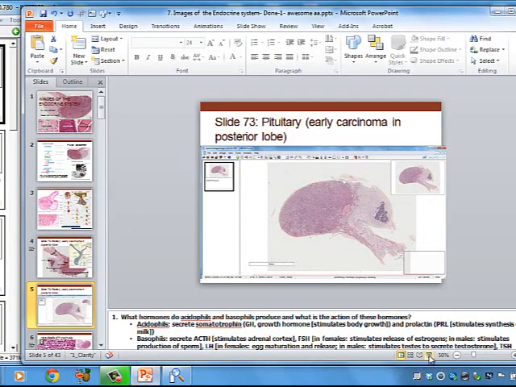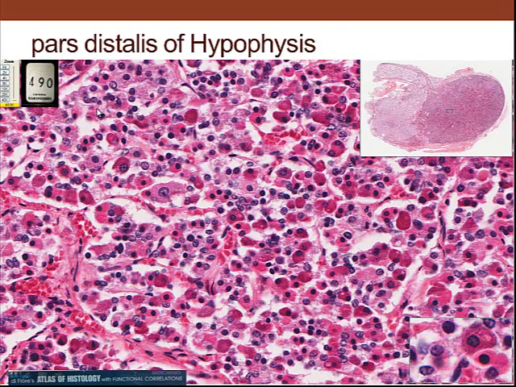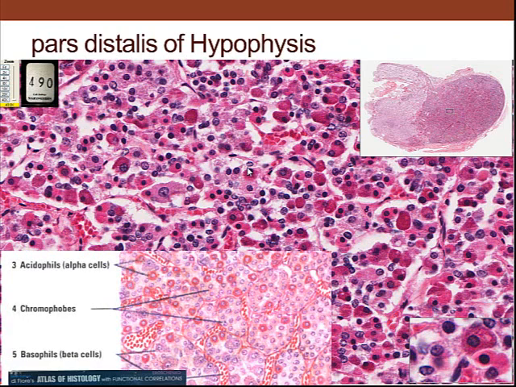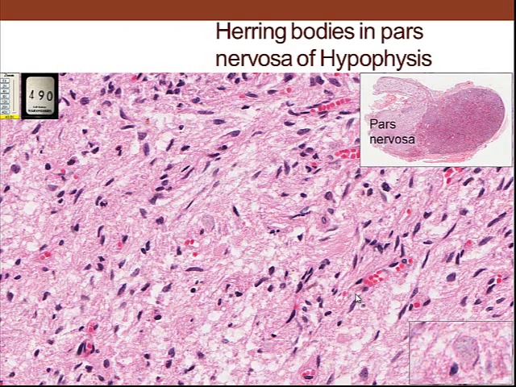So we can look at another view of the pars distalis. You can see a host of cells. There are acidophils, the red ones, basophils, the blue ones, and chromophobes, some that do not take the stain at all. Those are the three groups of cells that we can have: acidophils, basophils, and chromophobes.